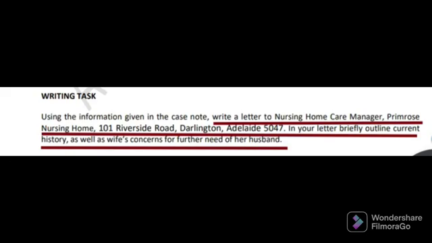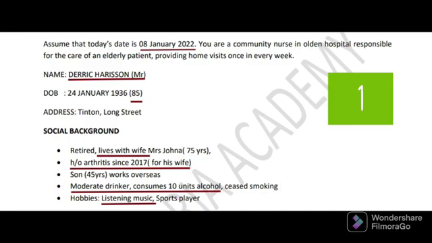Assume that today's date is 8 January 2022. So you got the date, which is mostly the exam date. You are a community nurse. Keep the point and underline the point. In Alden Hospital, you are responsible for the care of an elderly patient, providing home visits once every week. So you are giving a home visit for the patient weekly.